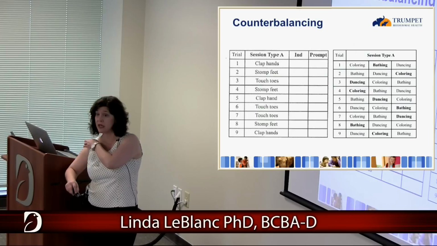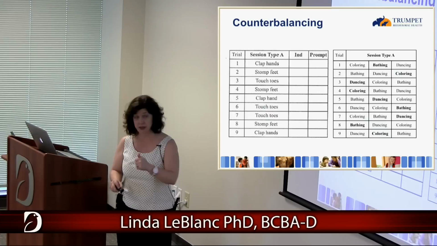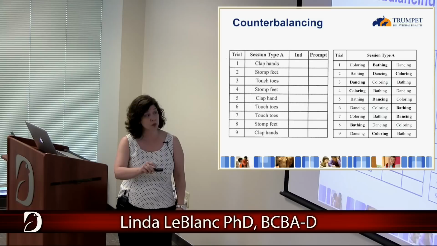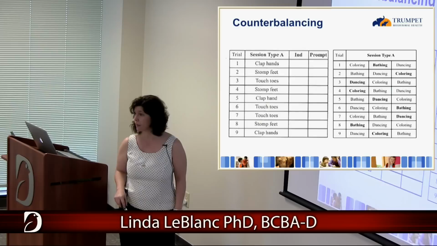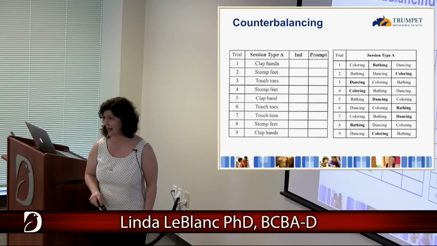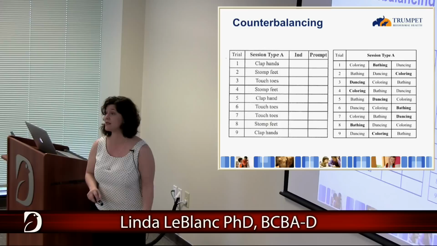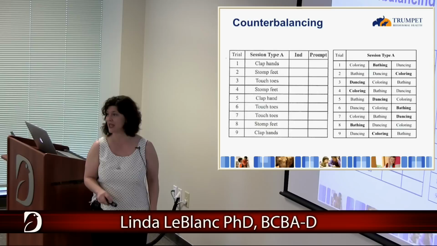If you're doing listener responding, program the three behaviors, clap hands, stomp feet, touch toes, and what you'll see is they're rotated in order. Each one is in here three times, right? This is a selection. So it's a picture of someone coloring, bathing, or dancing. And what you'll see is the bolded stimulus is the correct one for that trial. That's what I say out loud. And it tells you what position each one goes into.